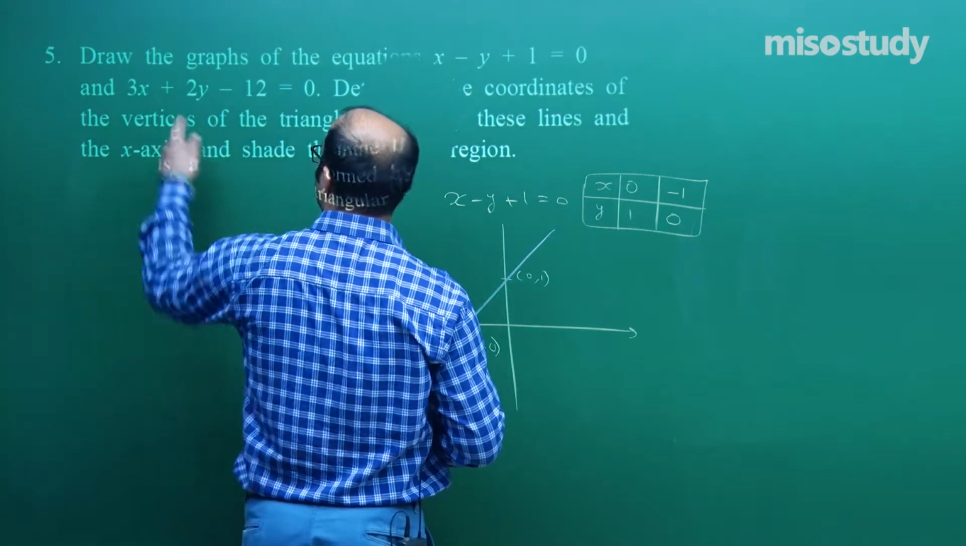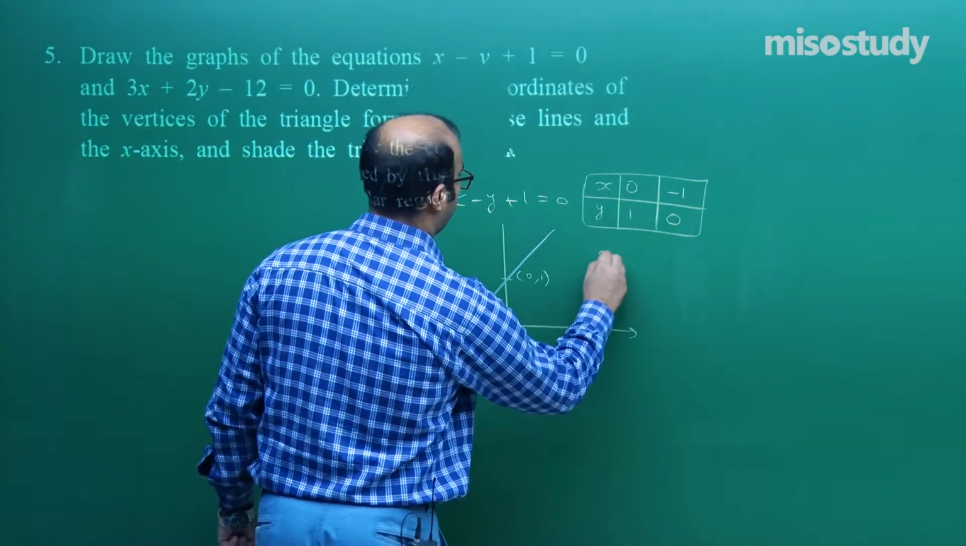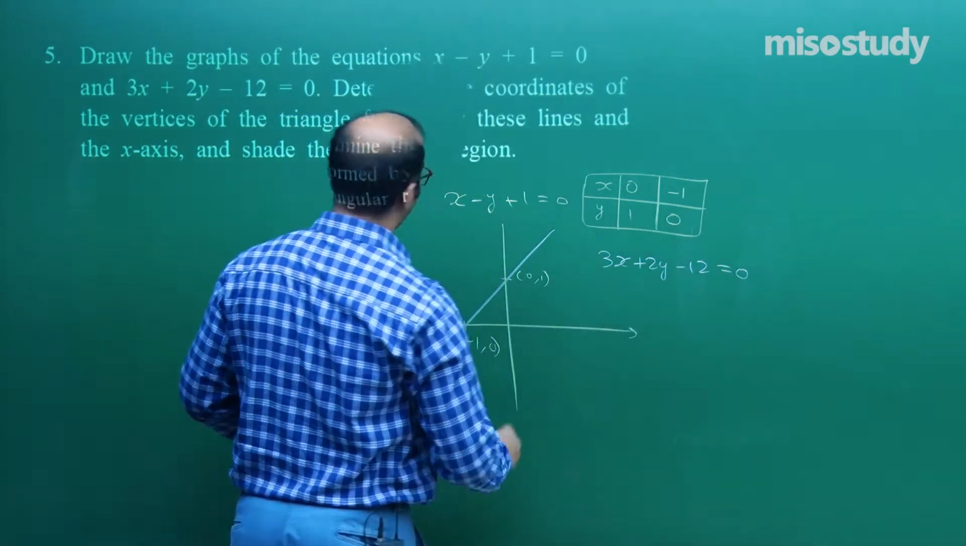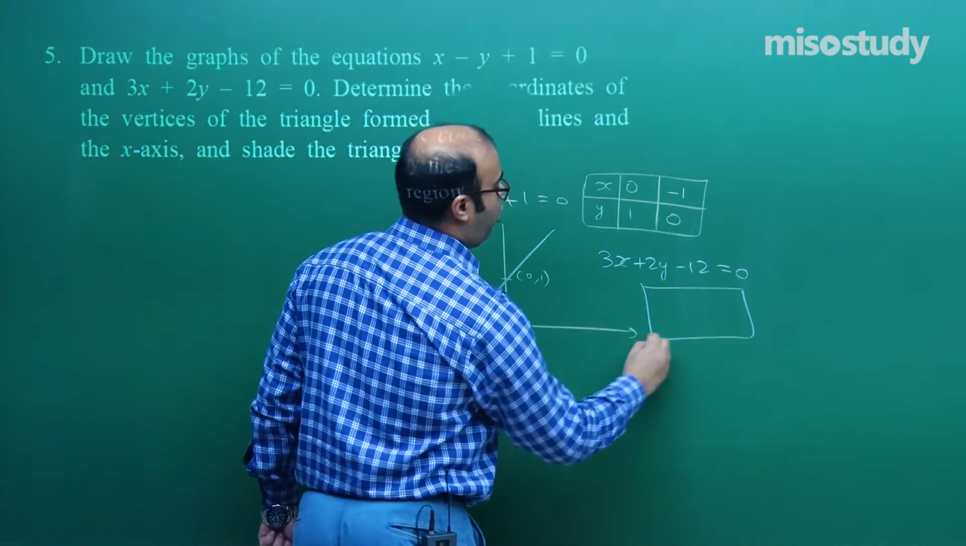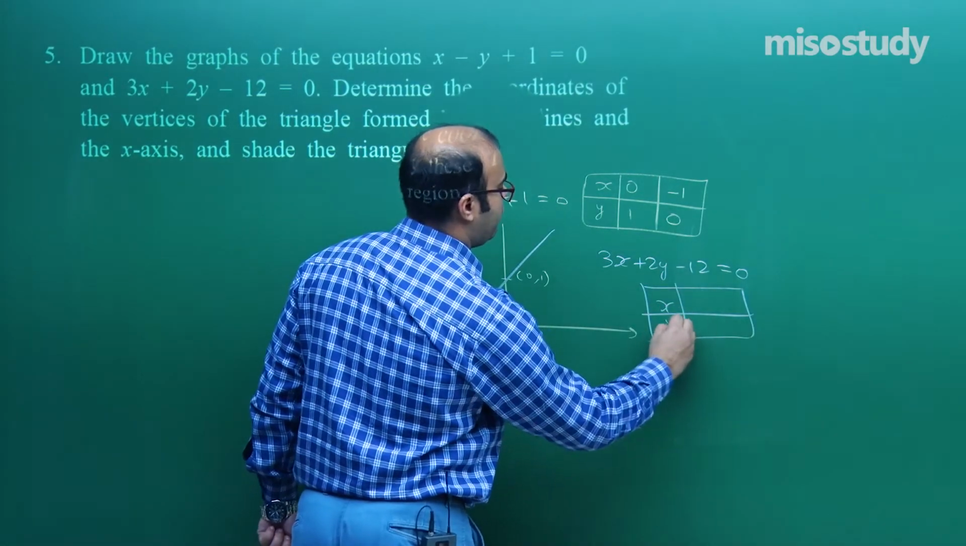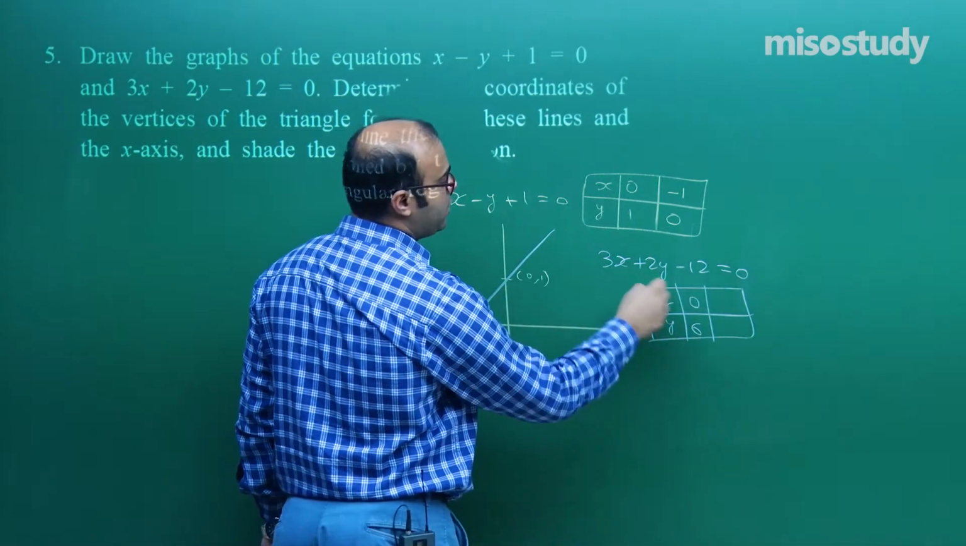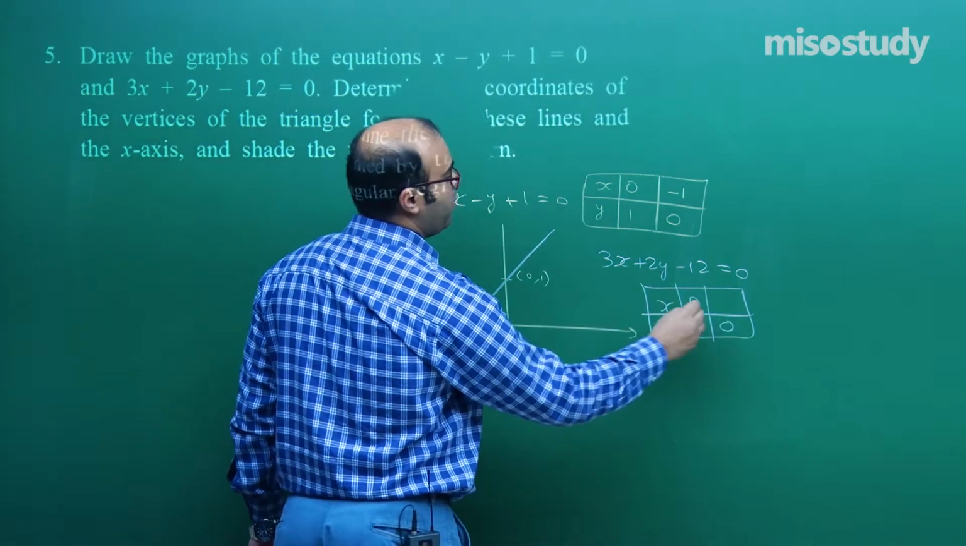Now next is 3x + 2y - 12 = 0. So here again, when we try to plot, we take the values of x and y. We take x = 0, y will be 6. We take y = 0, in that case x will be 4.